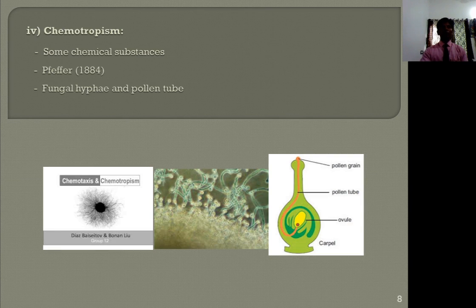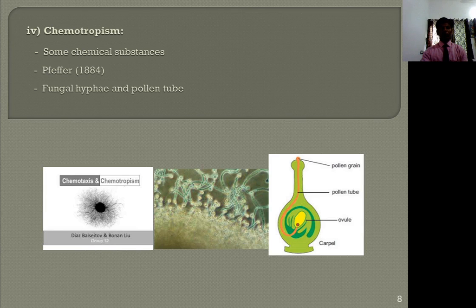Which movements are called chemotropic movements? The planned movements which occur towards some chemicals or some chemical substances are called chemotropic movements. In other words, the tropic movements which occur in response to some chemical substances are called chemotropic movements, and the phenomenon is called chemotropism. This phenomenon was first demonstrated by Pfeiffer in the year 1884.